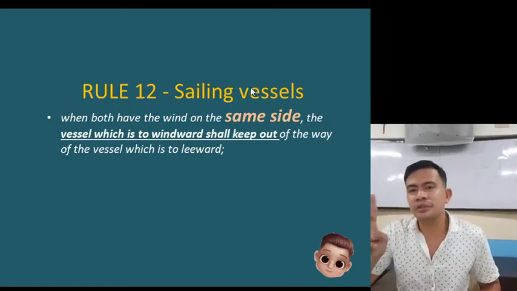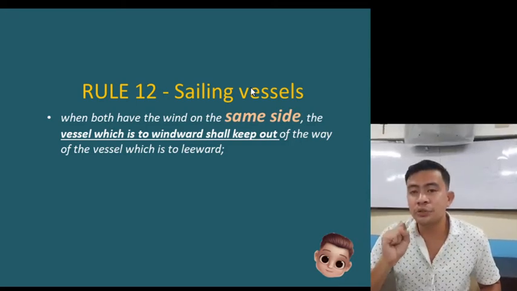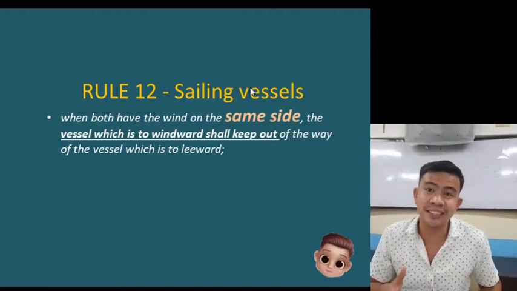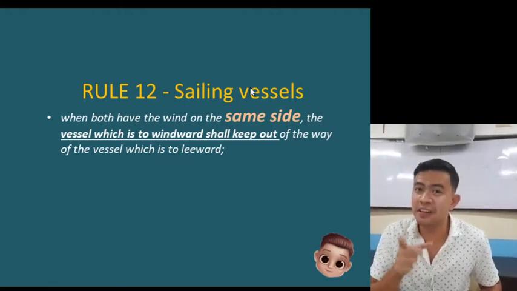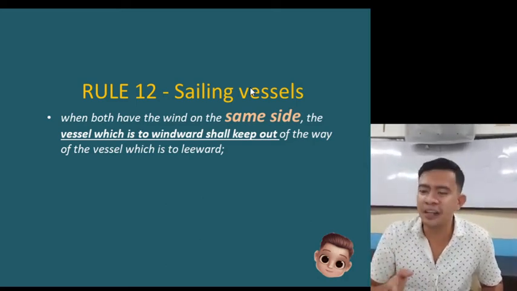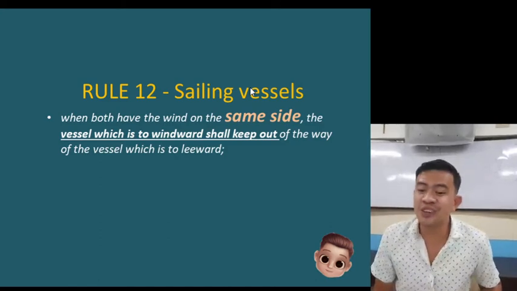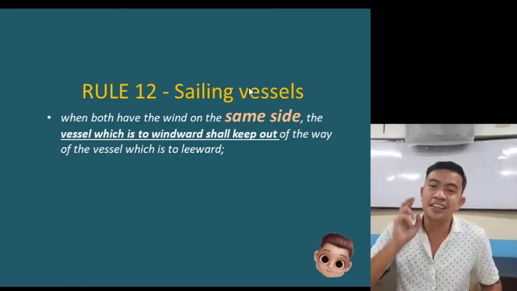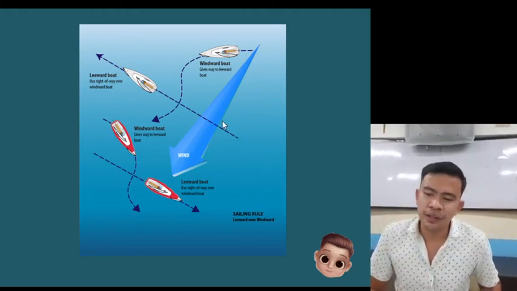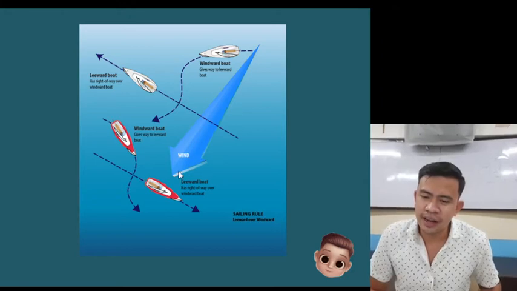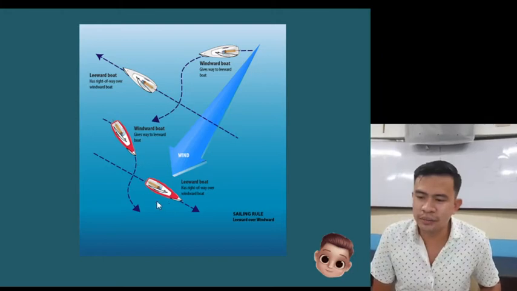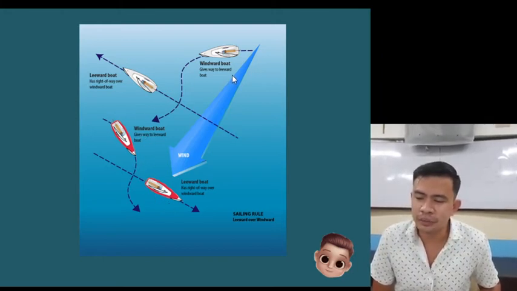Now, the second paragraph, no, on the ating Rule 12 sailing vessel. When both have the wind on the same side, take note, same side. Kanina, different side. Now, on the same side, the vessel which is to the windward shall keep out of the way of the vessel which is to the leeward. Now, here's our illustration. The wind is going here, and then you have your, for example, magkaibang illustration itong white, magkaibang illustration itong red, no?